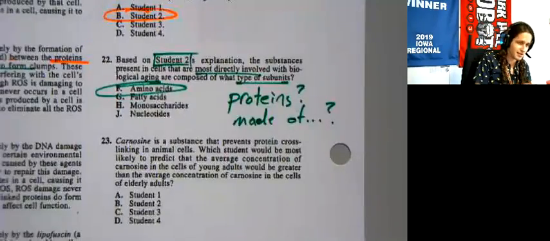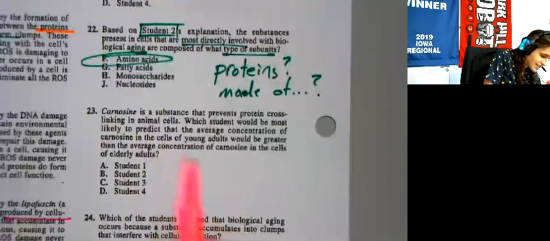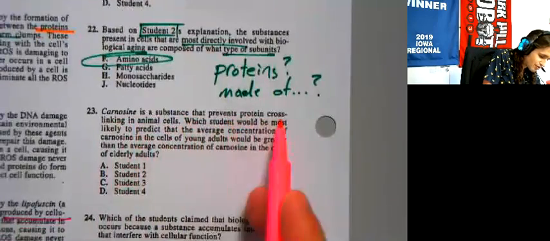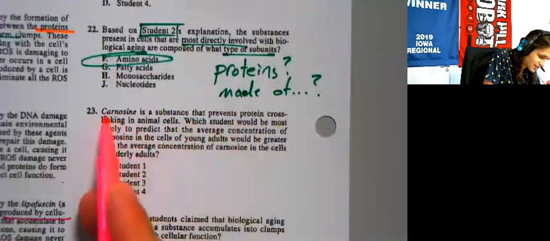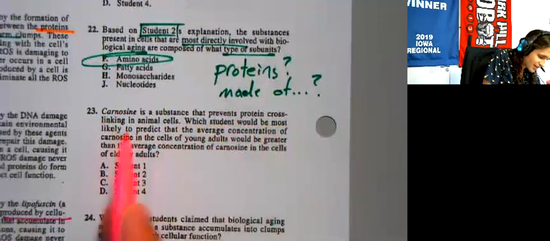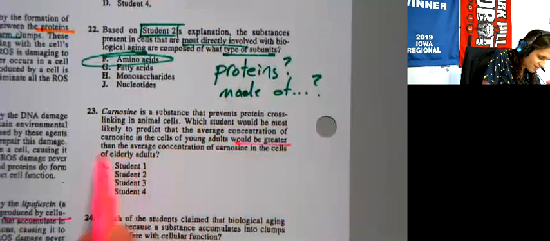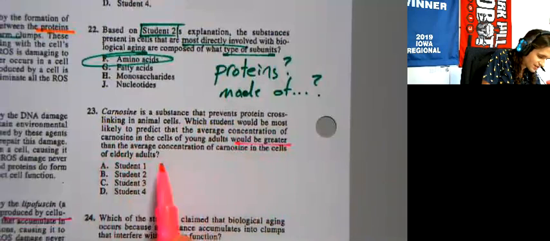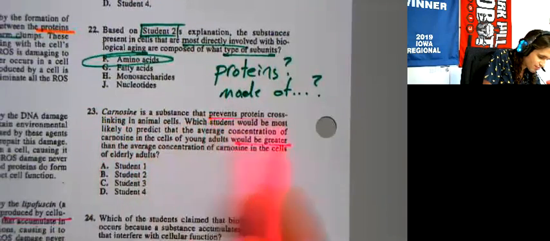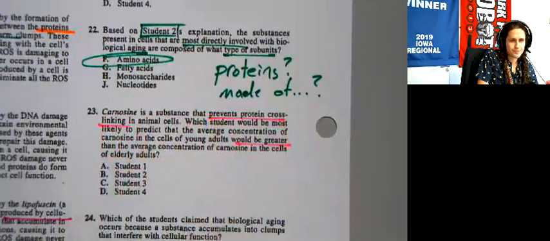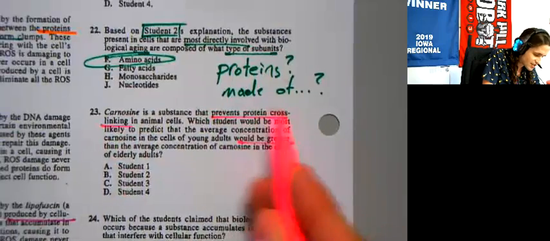Carnosine, sounds like meat, carne, is a substance that prevents protein cross-linking in animal cells. Okay, what students would be most likely to predict that the average concentration of carnosine would be greater than the average concentration of carnosine in cells of elderly adults? So carnosine prevents protein cross-linking. Okay. Who cares about protein cross-linking?